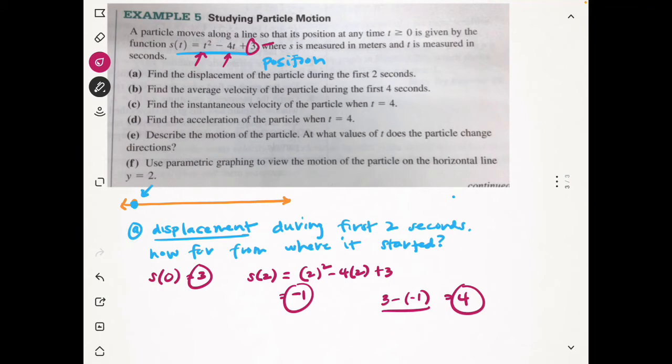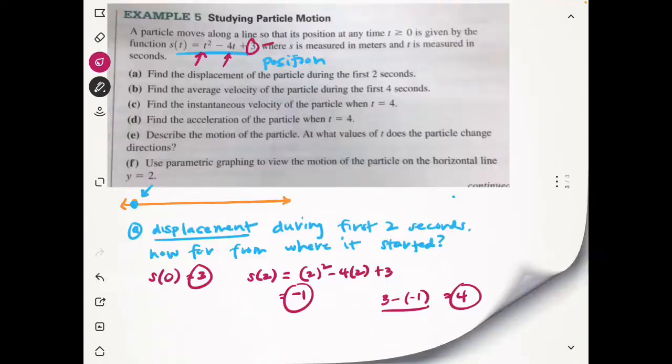Displacement, what we know is how far is it from where it started, and then from there it's pretty self-explanatory for the math. Okay, so for part B, it says find average velocity during the first 4 seconds. So that means from t equals 0 to t equals 4.